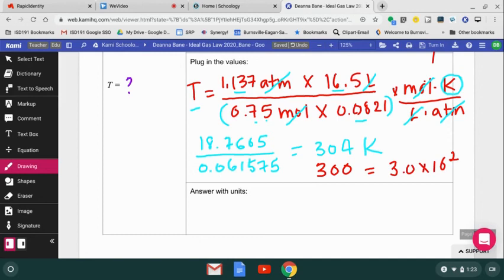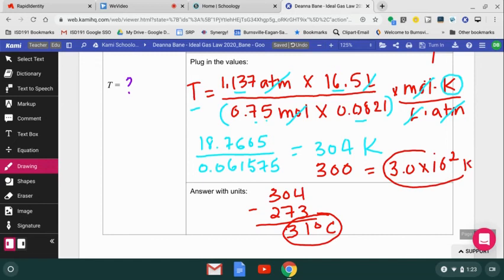Another way to handle this would be to go ahead and convert it back to degrees Celsius. So if we took 304 and subtracted 273, we get 31 degrees Celsius, and that's 2 significant figures. So we could go that route. But like I said, for this particular answer, if you kept 304 kelvins, that's okay too.